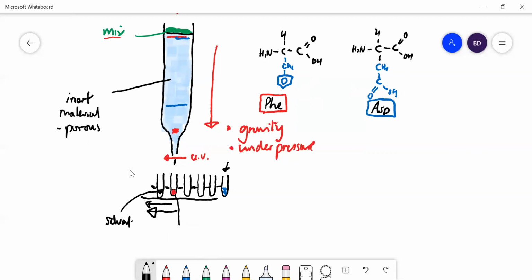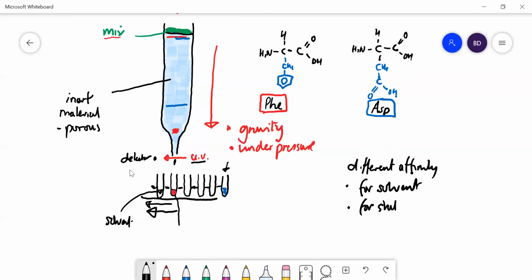So you know if there's anything coming through, you've got a UV sensor here. The UV is shone through there, and you've got a detector there. So you can tell if it's just solvent coming through or if it's something dissolved in the solvent coming through. And then you can find out what's in each of those tubes. Again, the way it works is because you have a different affinity for the solvent and for the stationary phase. And that's always the case with chromatography.